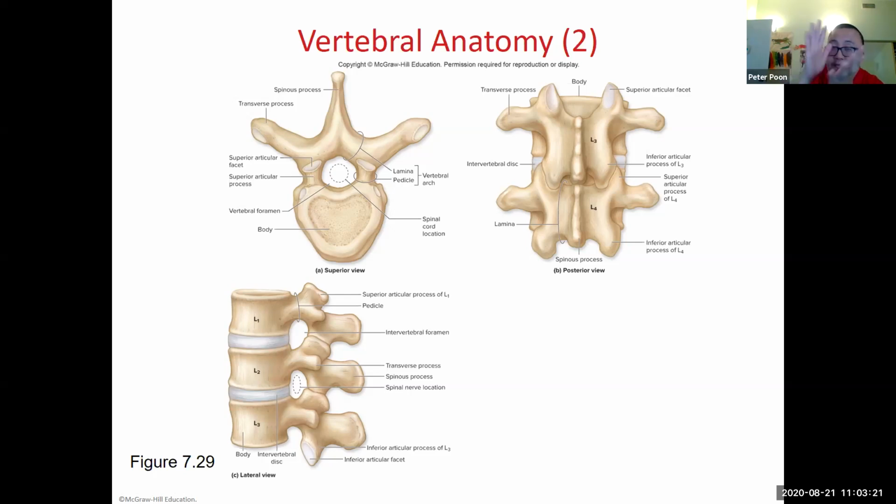They don't actually touch at the body. There's an intervertebral disc in between the bodies, so they actually touch only here. There's a hole here called the vertebral foramen. There's another hole called the intervertebral foramen. You can't tell it from one vertebra; it's the hole left between two vertebrae.